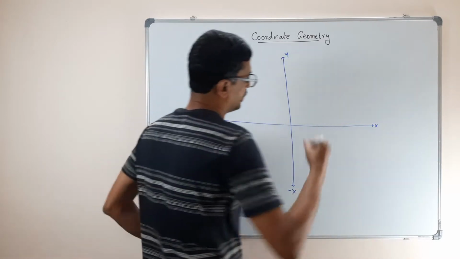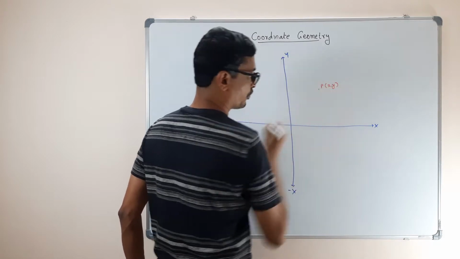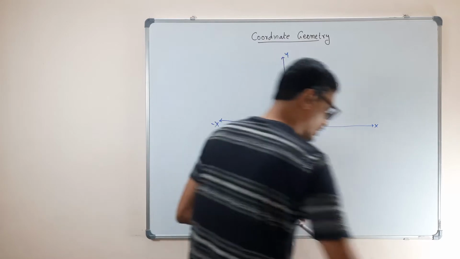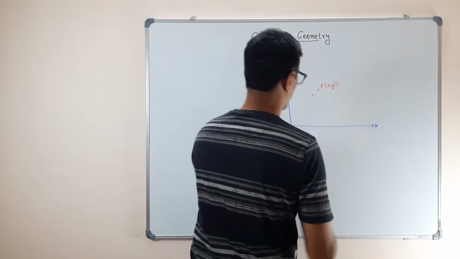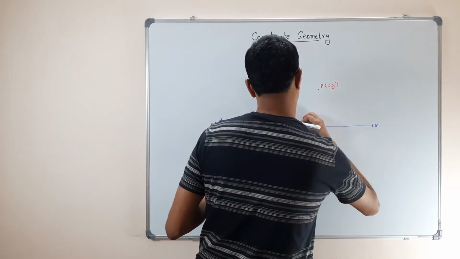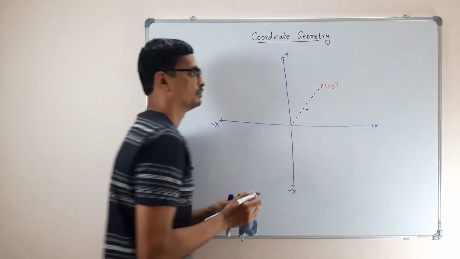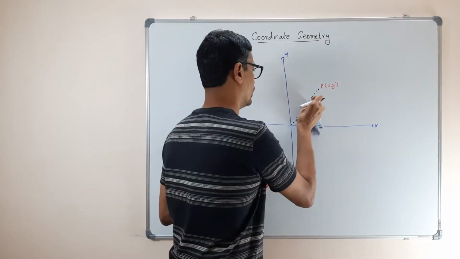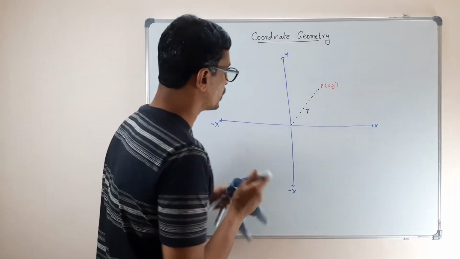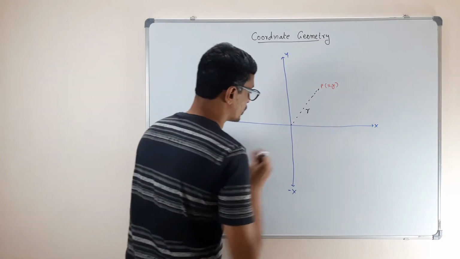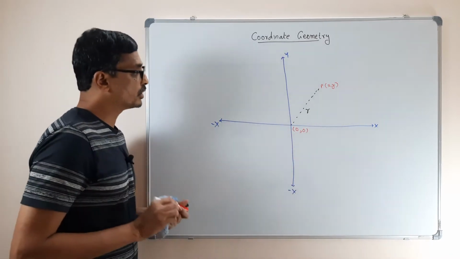I am going to make a point P, which is x comma y, and the distance between the origin and this point is, let us say, R. Now I am asking you, this is the origin of the coordinate system we have, right? What is the origin coordinate? 0, 0. Very good.